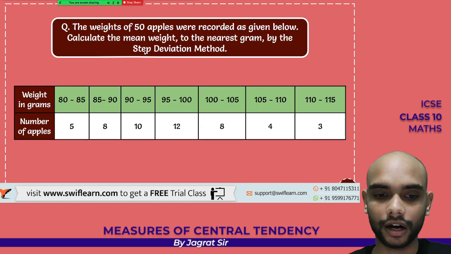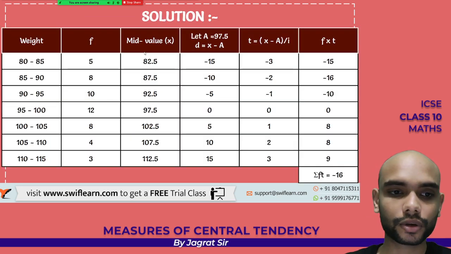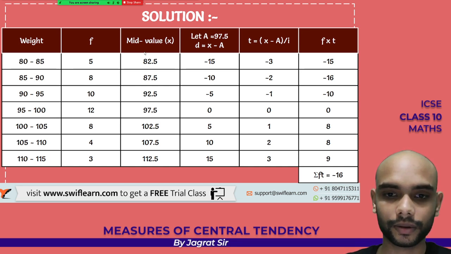Now let's see how it really works out. So this is your question. The first two columns are always the same, the third column too. 80 plus 85 divided by 2 will give you this column. After that, the assumed mean. So 1 2 3 4 5 6 7, quite easy, 97.5. The middle one is the assumed mean, so here your 97.5 is the assumed mean. Now subtracting, 82.5 minus 97.5 will give you minus 15, 87.5 minus 97.5 will give you minus 10, and this is how it will work out.